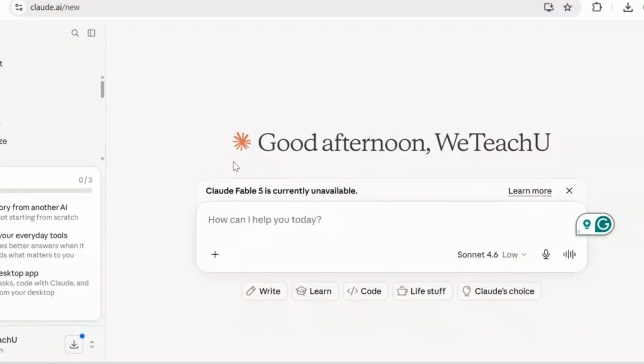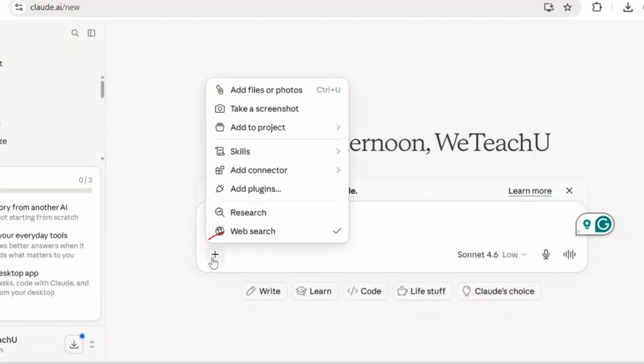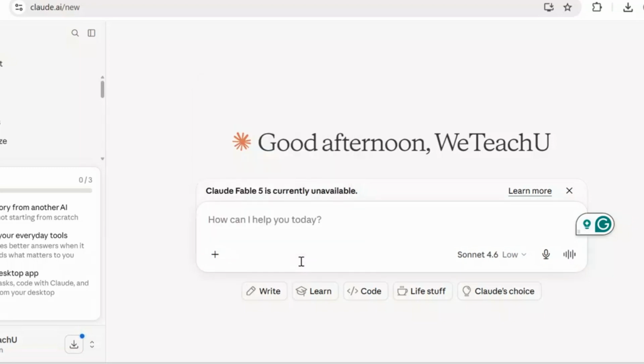And this is the simple text box, which is your entire interface. You don't have complicated menus. You don't have confusing buttons, just you typing and Claude responding. You can also attach files here. So you click here and you can attach files, photos, take a screenshot, add to the project, skills, add connectors, add a plugin, and you can enable the web search here. This is the toggle for the web search. And you can also start a new conversation anytime with this button.